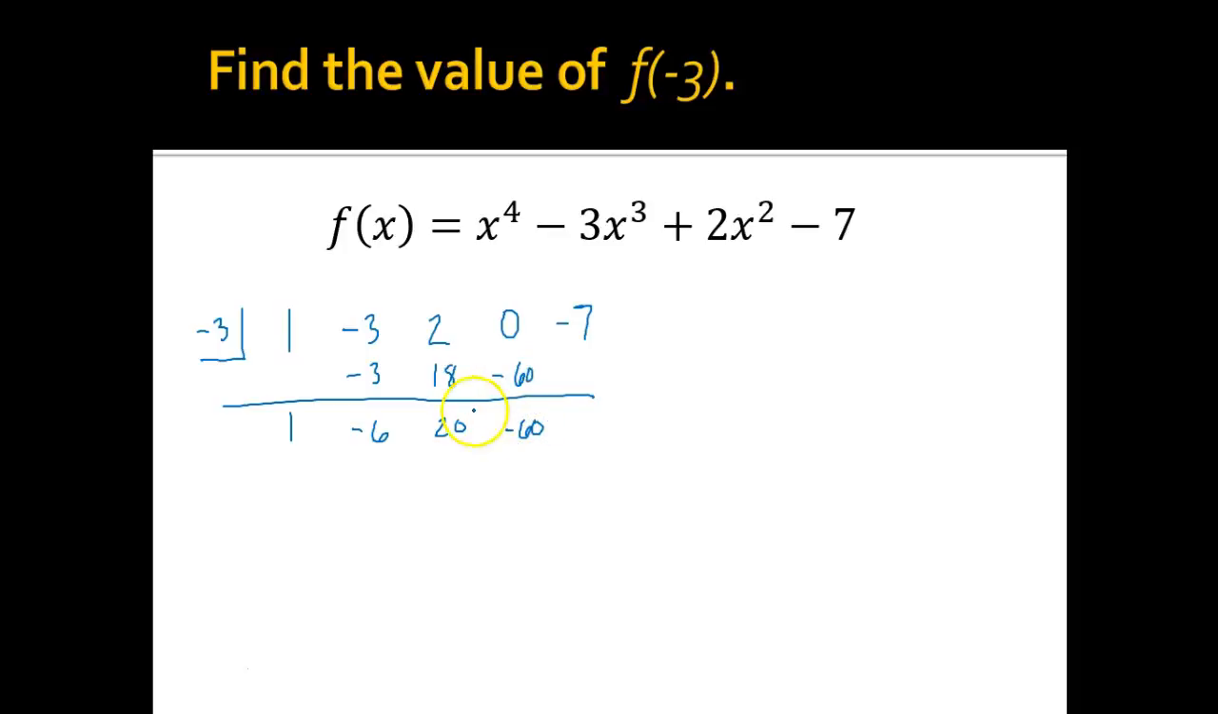It's getting big. Negative 3 times negative 60 is going to be positive 180. Minus 7 is 173. And that is the remainder. And according to the remainder theorem, that is also the value of f of negative 3. So that's our answer, 173. And we can confirm it by plugging in that negative 3 into each of the values of x here, and just running the numbers on our calculator, we get the same answer.